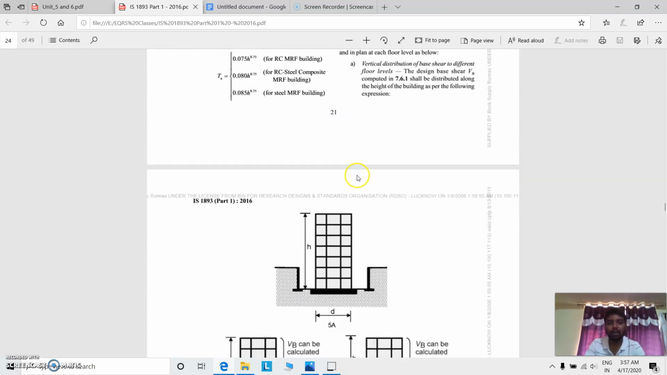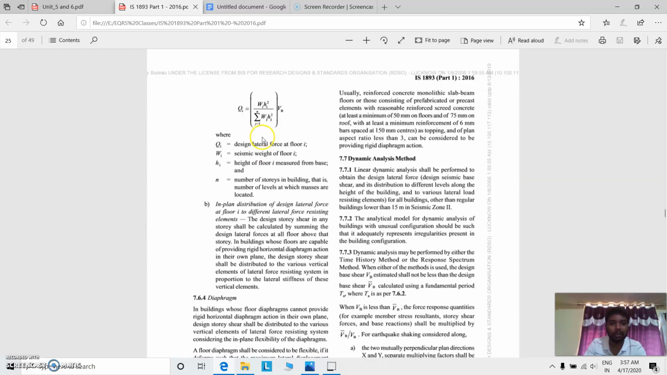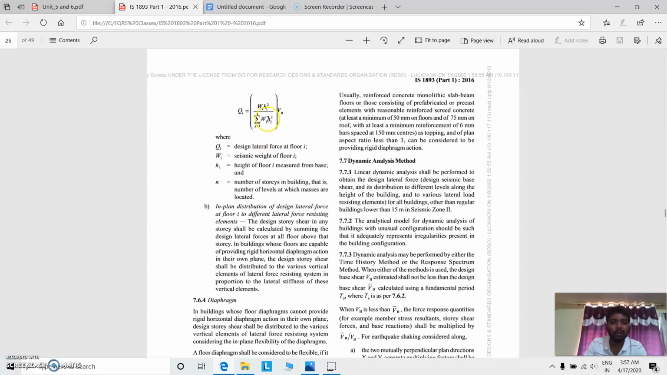That is what we have to calculate by using this formula, that is Wi Hi square divided by the summation of Wi Hi square, multiplied again with this VB. VB is nothing but Ah into W, and Qi is the design lateral force at each considered floor. I is, say, the third floor or the second floor, likewise. And Wi is the seismic weight of floor I, right? And Hi is the height of floor I measured from the base.